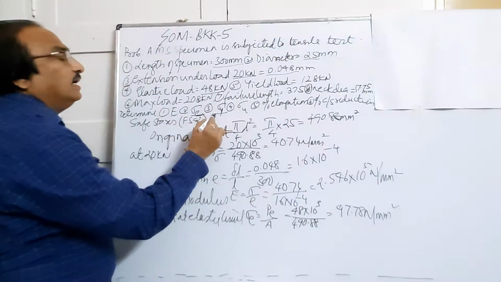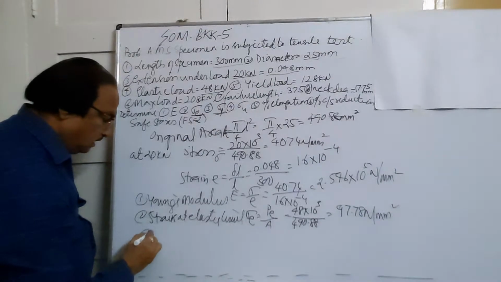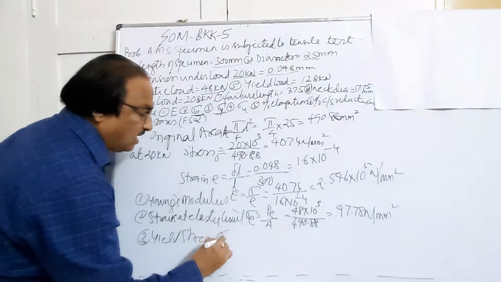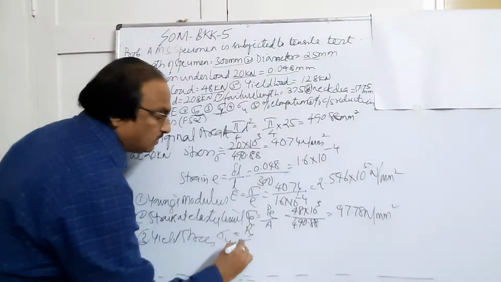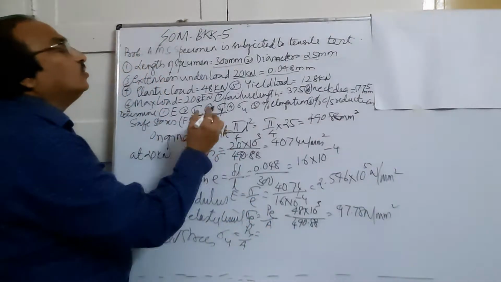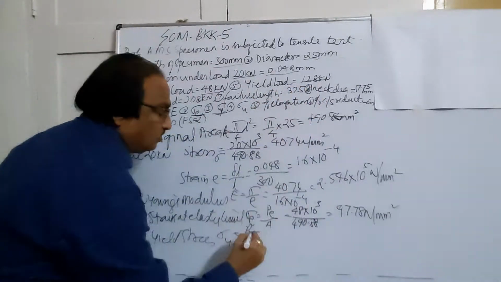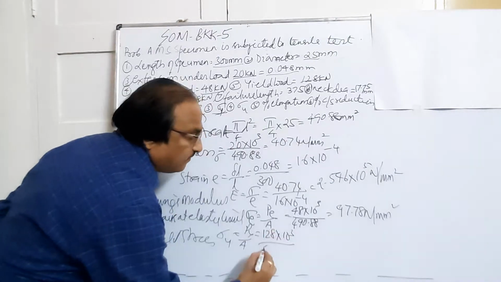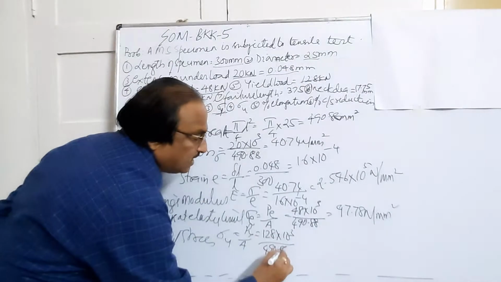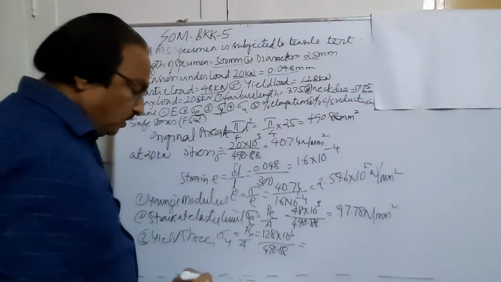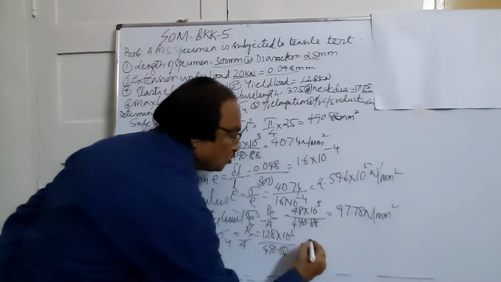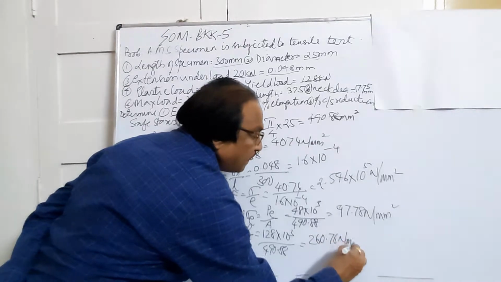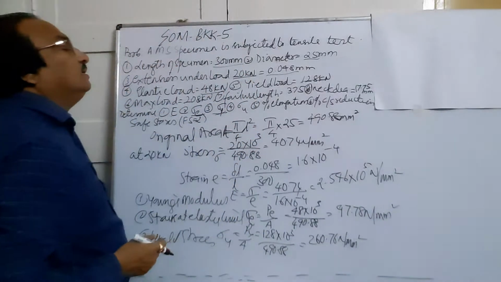Next we will go for yield stress, sigma y. This is nothing but the yield load divided by the cross-sectional area. The yield load he has given is 128 kilonewton, converted to newton, divided by 490.88, the cross-sectional area. You get the yield stress as 260.76 newton per mm square. So this is the yield stress.